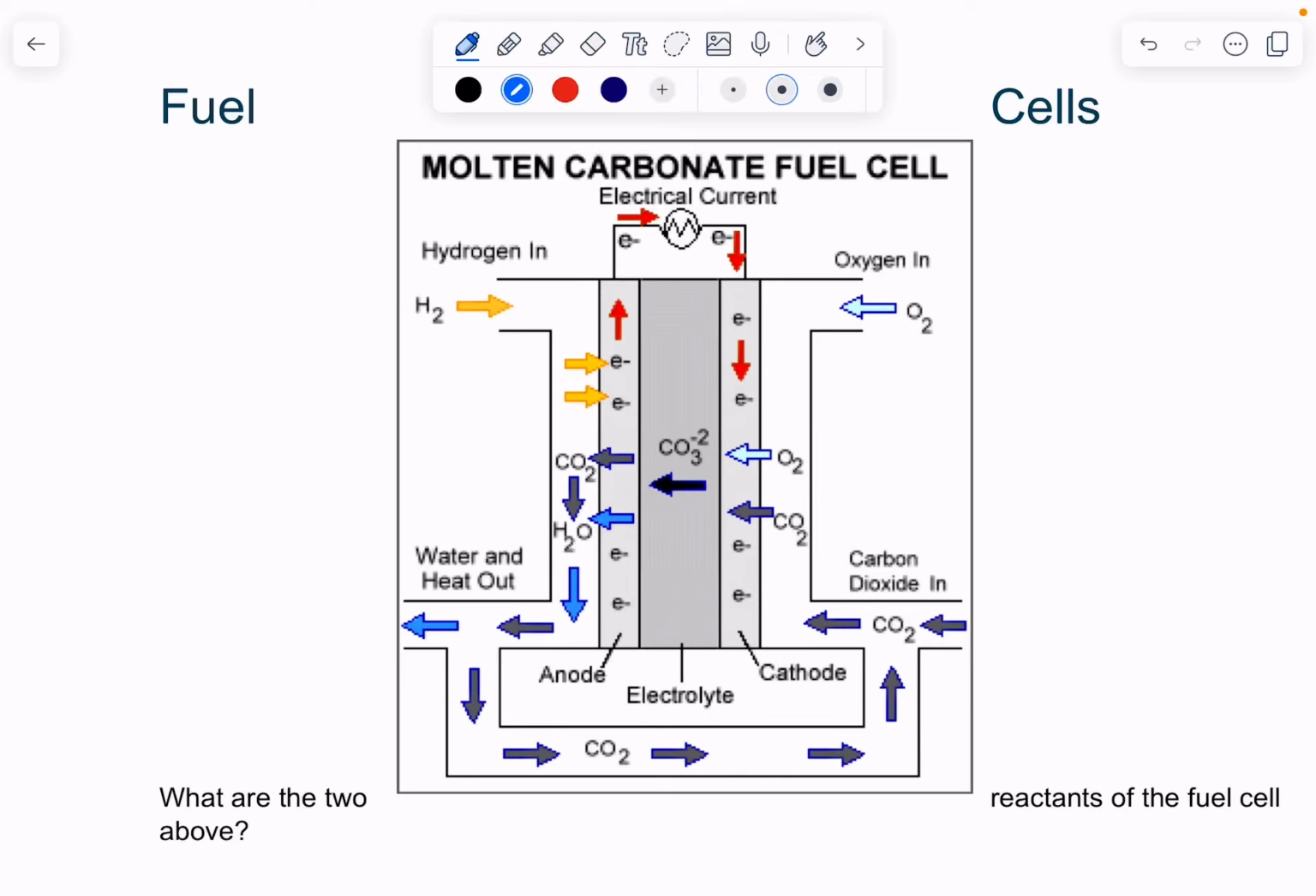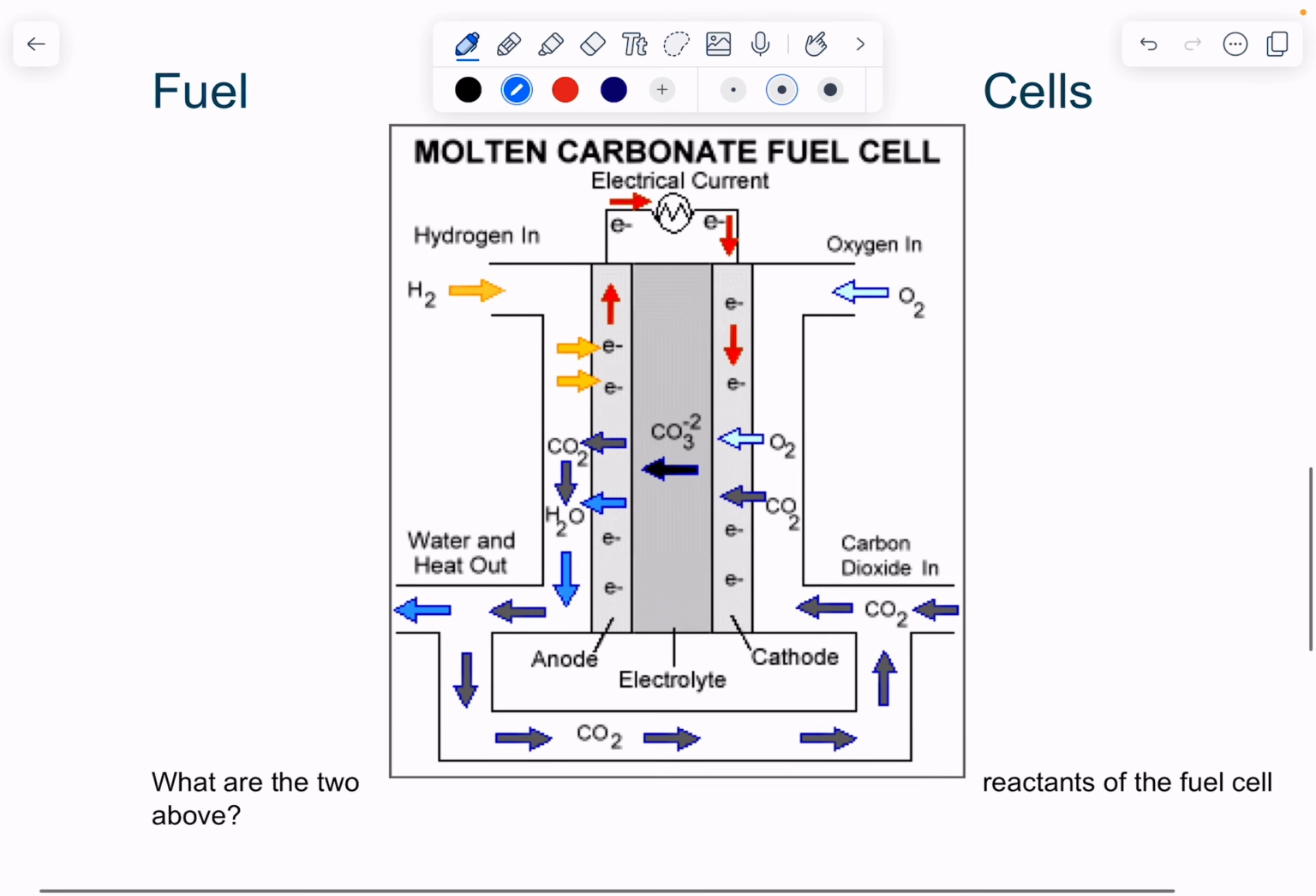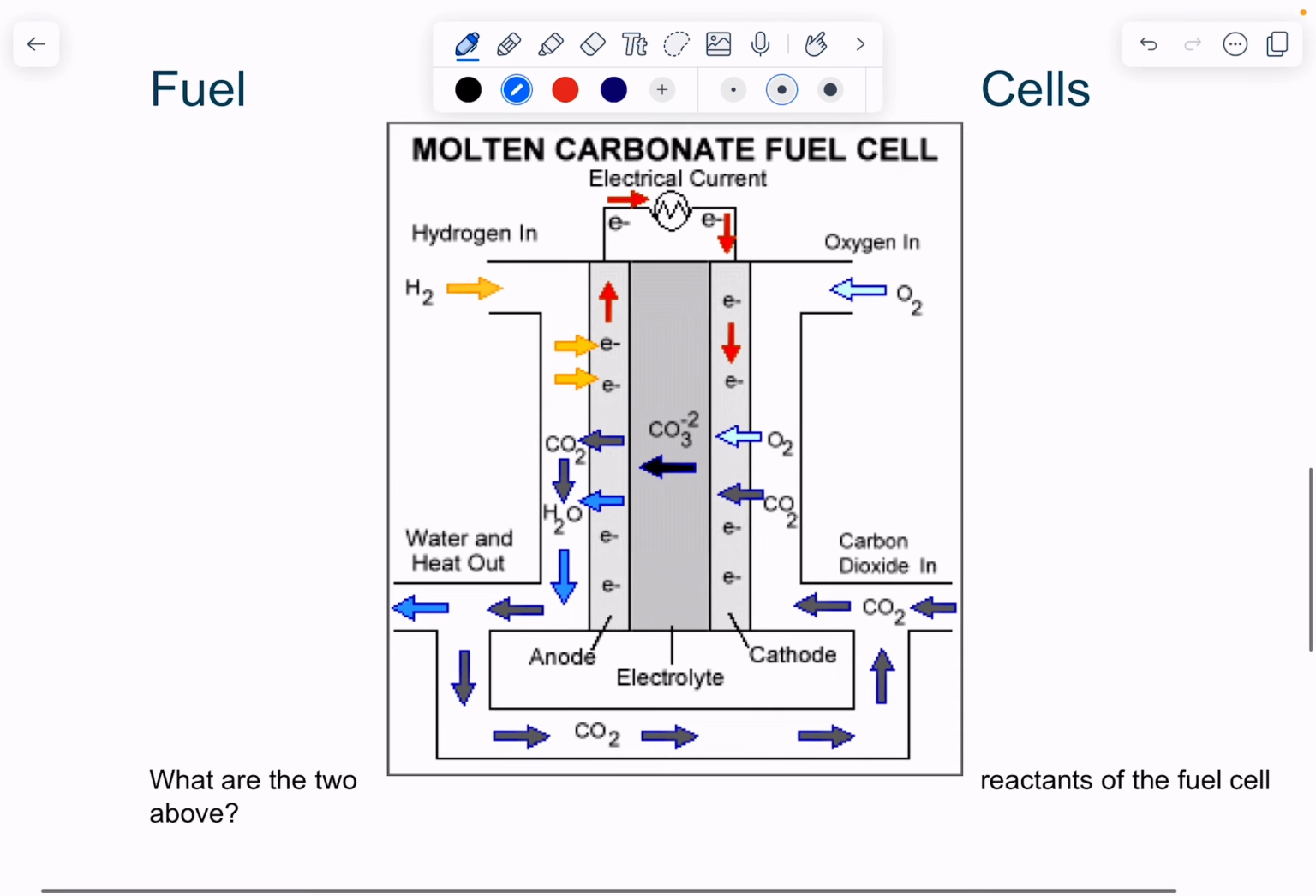I'm just going to do a very quick video on how to answer the questions for this half cell. We're looking at the molten carbonate fuel cell, the one that we did in class. I'm just going to clarify a few things about what we should be looking for.